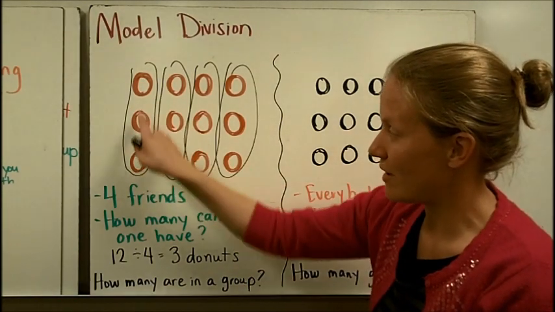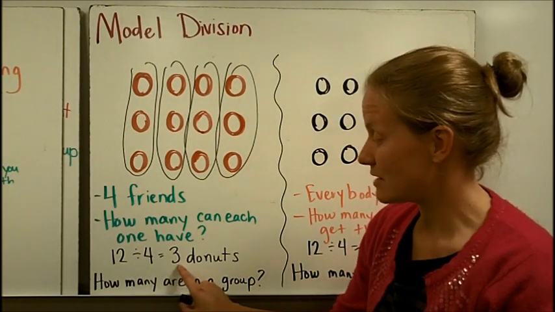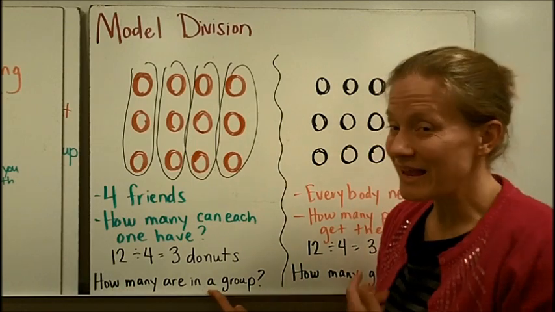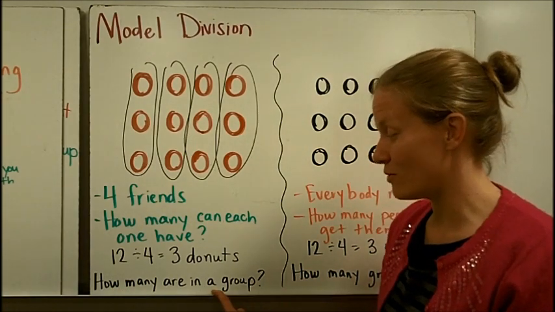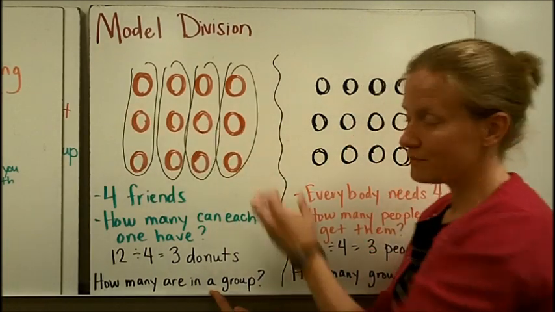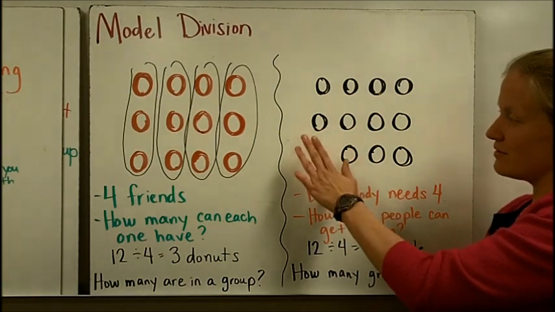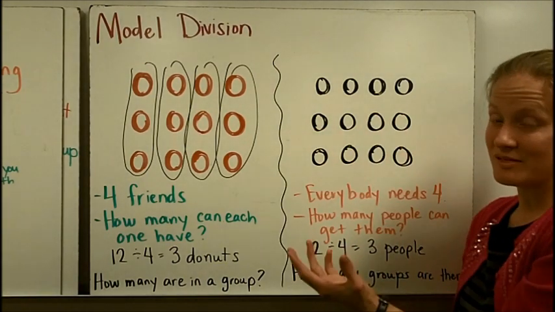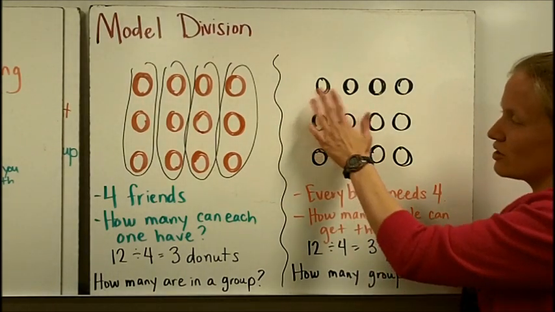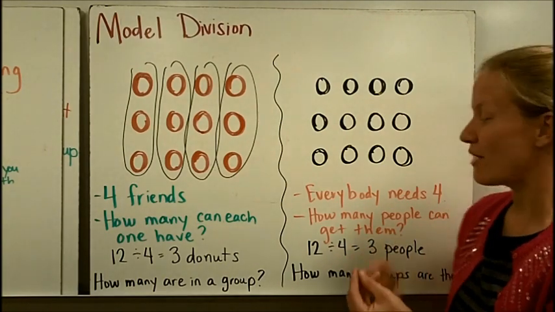So here's one amount. We had 12 donuts, we divided them among 4 friends, and each friend got 3 donuts. This is the type of problem where the answer is answering the question, how many are in a group? There are 3 donuts in each group. On the other hand, we could use the same problem and show the opposite way of thinking about division. So let's say that these were tires, and little tiny tires, and we were going to make a car for a craft.